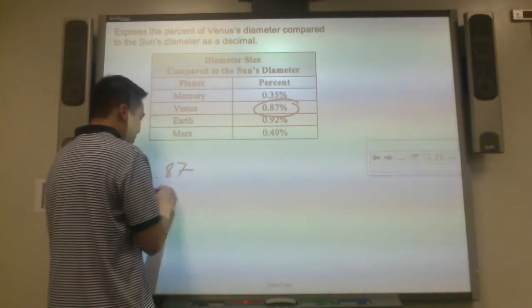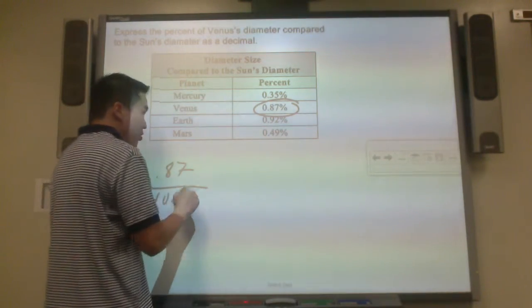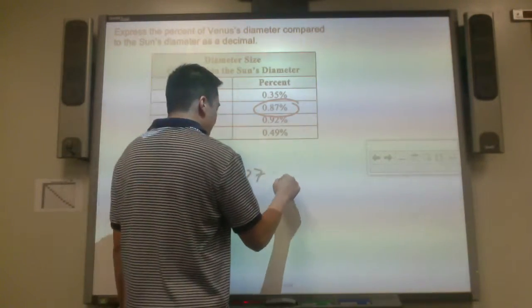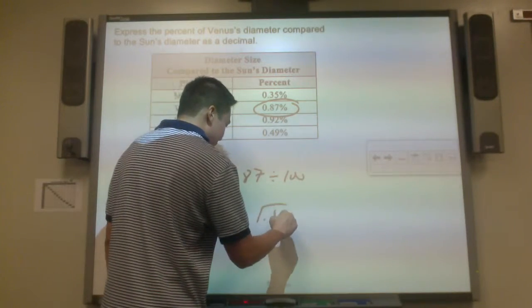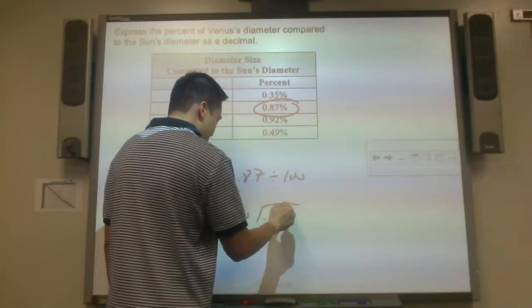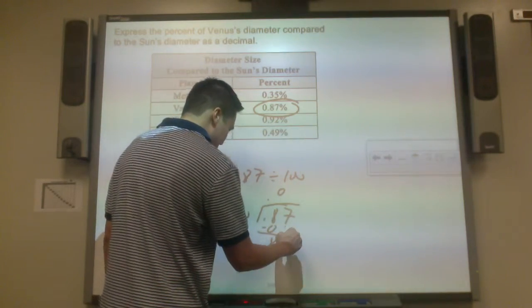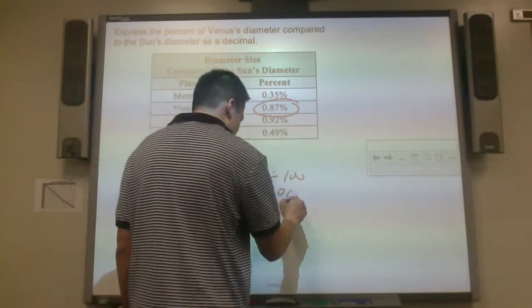How do you turn a percent into a decimal? So 87%, that is in the hundreds, because percent means per 100, out of 100. That's 0.87 divided by 100. Can 100 go in? No. 100 goes into 8, 0 times. Bringing down the 7. Can 100 go into 87? 0 times.